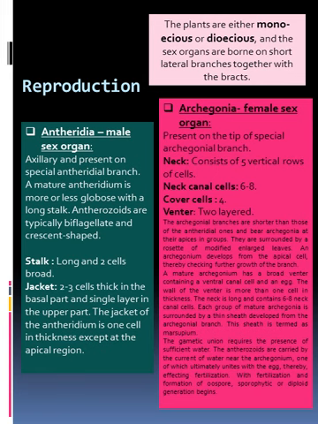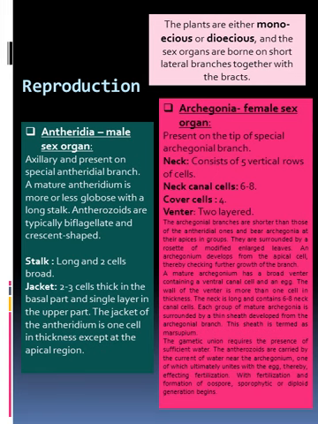Antherozoids, the sperms, are typically biflagellated and crescent shaped. Crescent shape means a delicate moon-shaped structure. The stalk is long and two-celled broad, while the jacket is the sterile layer of cells present on the external side of the reproductive organ.